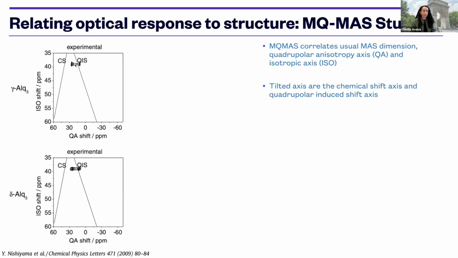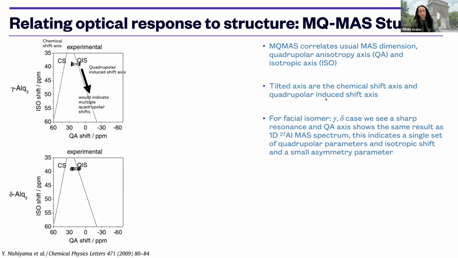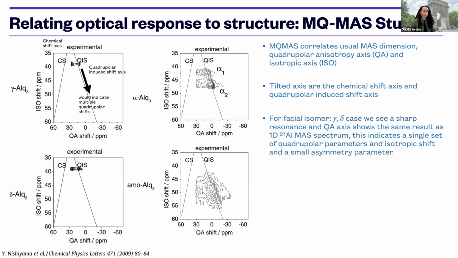I just want to call attention to these tilted axes in MQMAS, right? These are the chemical shift axes and quadrupolar induced shift axes. If you have a shift in your line shape in this MQMAS experiment along one of these axes, that's going to indicate multiple quadrupolar shifts. And the same thing if you have some shift in this other direction, that indicates multiple chemical shifts. Right, so for the facial isomer, there's a sharp resonance, as I said, and we have a single set of quadrupolar parameters for both of these. So that's consistent with what we know about the facial isomer.